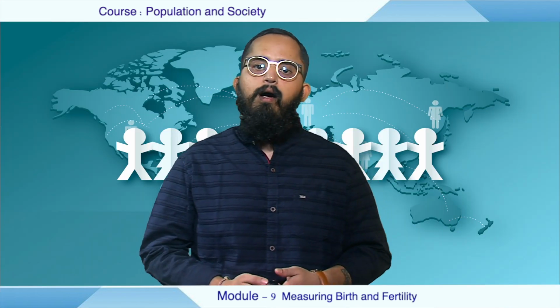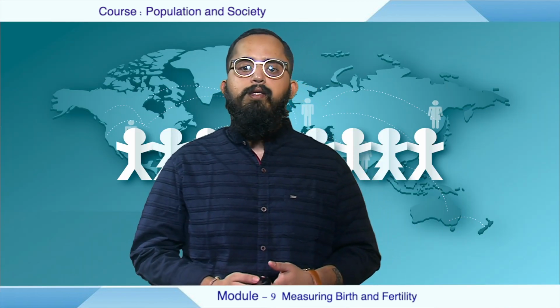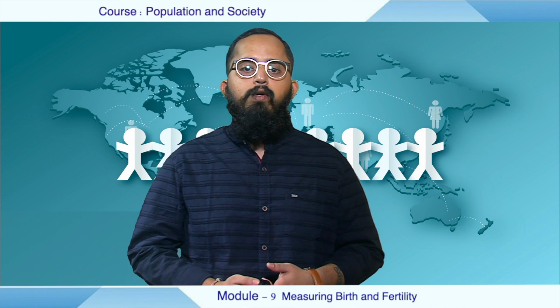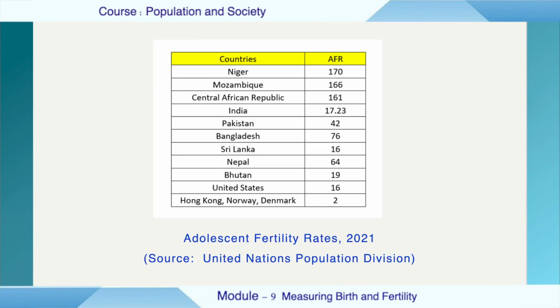The quantitative data from the United Nations Population Division in World Population Prospects shows that the adolescent fertility rate per 1,000 women was 42. As you can see from the table, countries like Niger had an AFR of 170, followed by Mozambique at 166, who were leading the global charts. India, on the other hand, projected an adolescent fertility rate of 17.23 for the year 2021. Countries like Hong Kong, Norway, and Denmark have the least adolescent fertility rates.